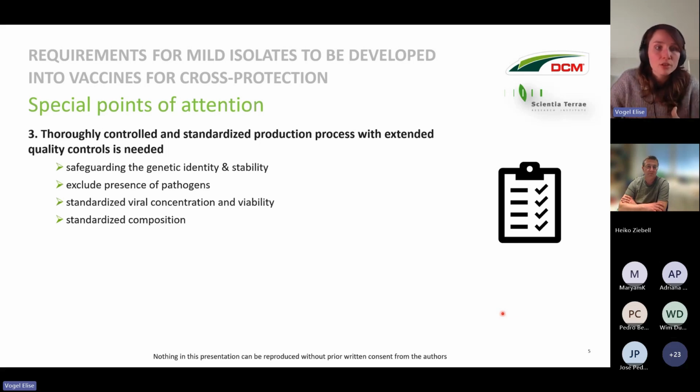Of course, this needs to be safeguarded, that if you are developing a mild isolate into a cross protection strategy, your isolate needs to be the same. It needs to be the same that you are delivering to your customer every time. So it needs to be checked that this is the case. Your mild isolate needs to be pure. So you need to be able to ensure that presence of other pathogens is excluded. It has to be a standardized viral concentration and standardized viability, and standardized composition also, of course, of the product.